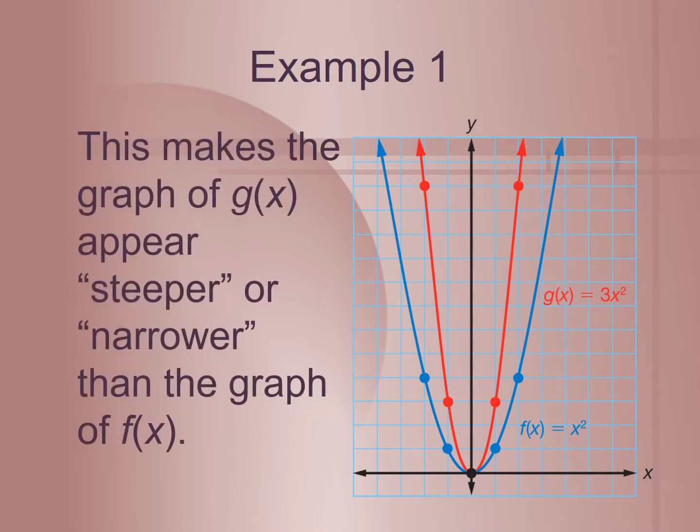All right. And so because it is 3 times, it makes the graph of g of x, which was the 3x squared, appear a little bit steeper or more narrow than the graph of x squared. And remember, x squared is our parent graph, and then 3x squared has an a value of 3, and because it has that value of 3, it became steeper or more narrow than the parent graph.